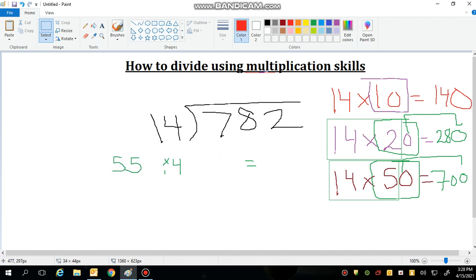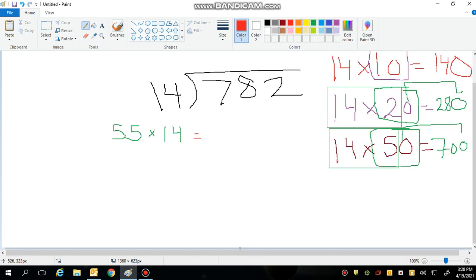Because in my previous video, I told you, go with the smaller number first. Break the smaller number into its place value. So I'm going to break 14 into its place value. 4 is in the ones position, so that stays 4. 1 is in the tens position, so that'll be 10. And 10 plus 4 makes 14. Okay guys? Always break the smaller number into its place value.